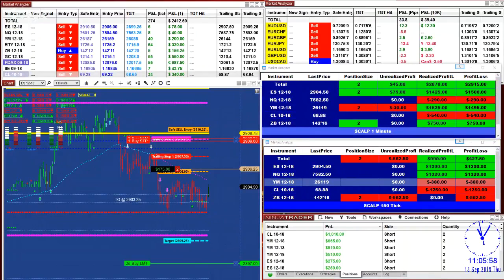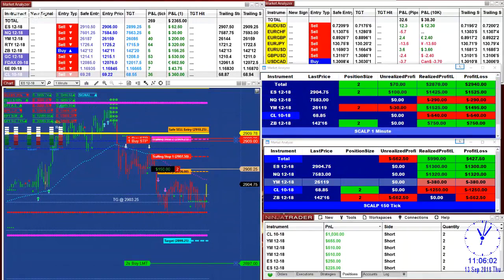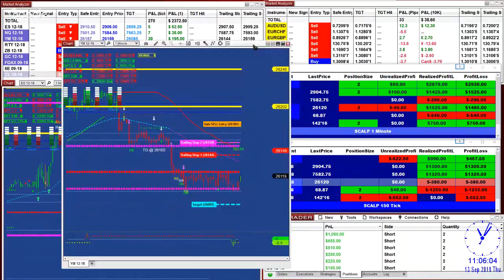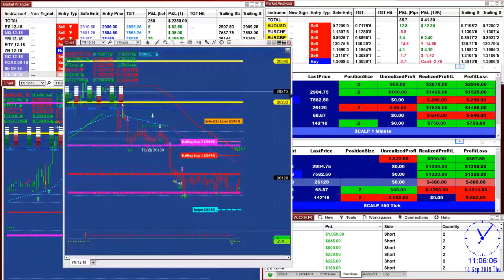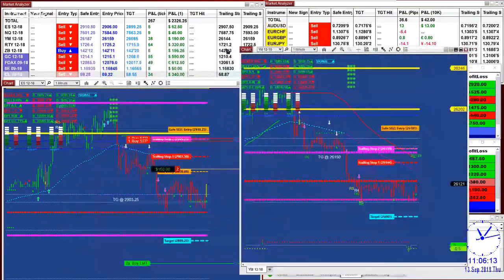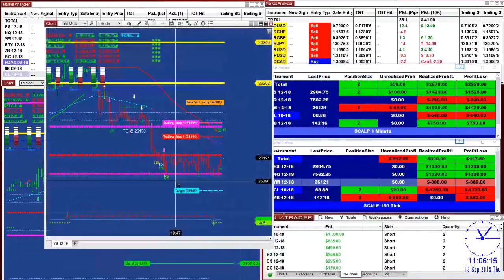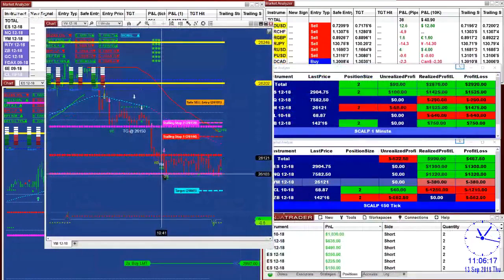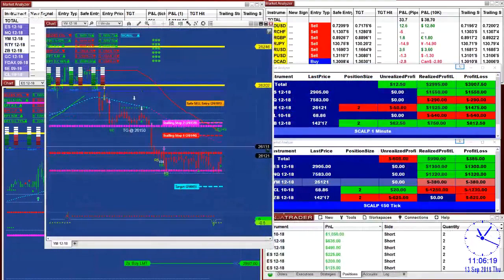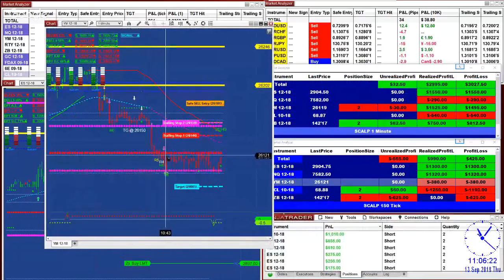Everything is closed. We only have one customer left here. It's the ES. The YM also is closed. And if you can see, Ben, our target was really down there and didn't make it. And that's why you don't see target hit. On the YM, it's a very clean picture, Ben.